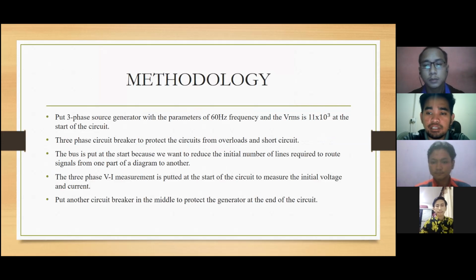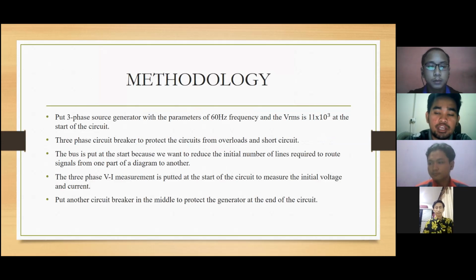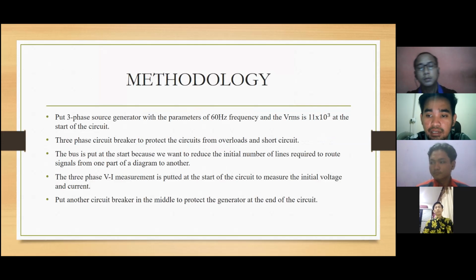Okay, so next our methodology. Simulink has been used to solve the case. Simulink is a MATLAB-based graphical programming environment for modeling, simulating, and analyzing multi-domain dynamical systems. By simulating the model, the voltage, current, and electric power graphs are obtained from the scope. Firstly, put a three-phase source generator with the parameters of 60 Hz frequency and VRMS of 11 times 10 power of 3 at the start of the circuit to generate the voltage source.